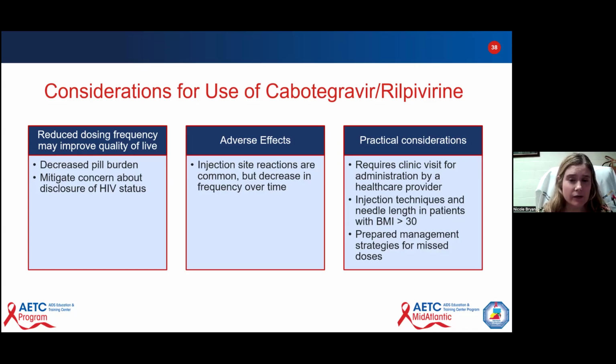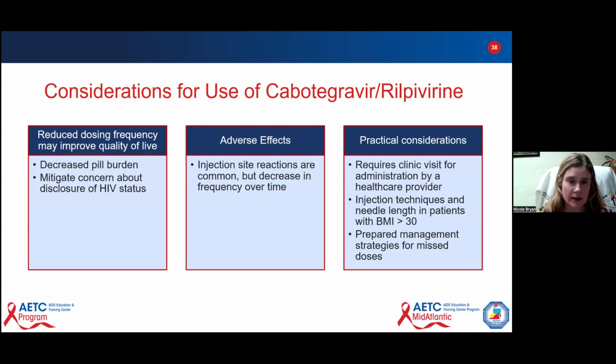As far as adverse effects, they can have some injection site reactions, especially since it's an intramuscular injection, so they can have some soreness. It does seem to decrease over time the longer they're on it. And then those practical considerations. It would require a clinic visit and a healthcare provider who knows how to administer it and use the correct injection techniques. You might have to consider things like needle length in patients with higher BMI, and have a management strategy if they're going to potentially miss their dose.